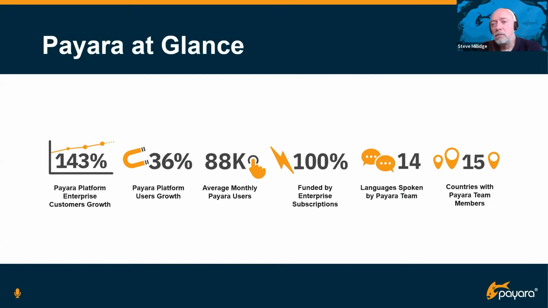The team itself has grown. The Payara team is now very close to 40 people. I start to lose track of how many people we've got, with people coming and going. But we have now got 14 languages spoken in the organization. We have people in 15 countries. We have now, as I said, moved to a remote first model.